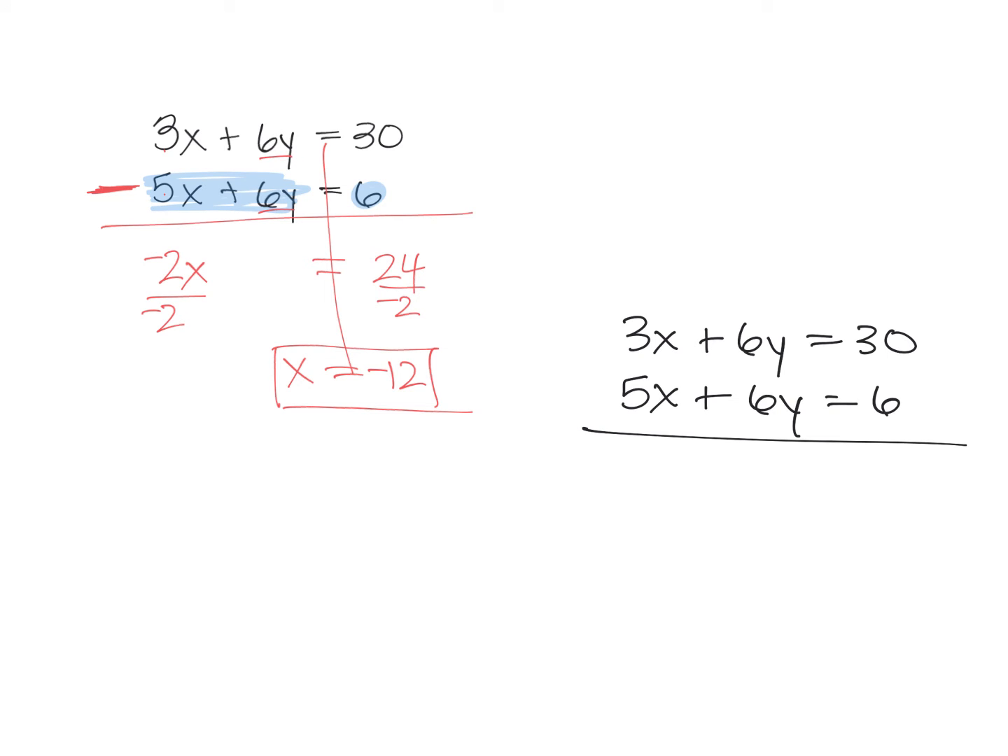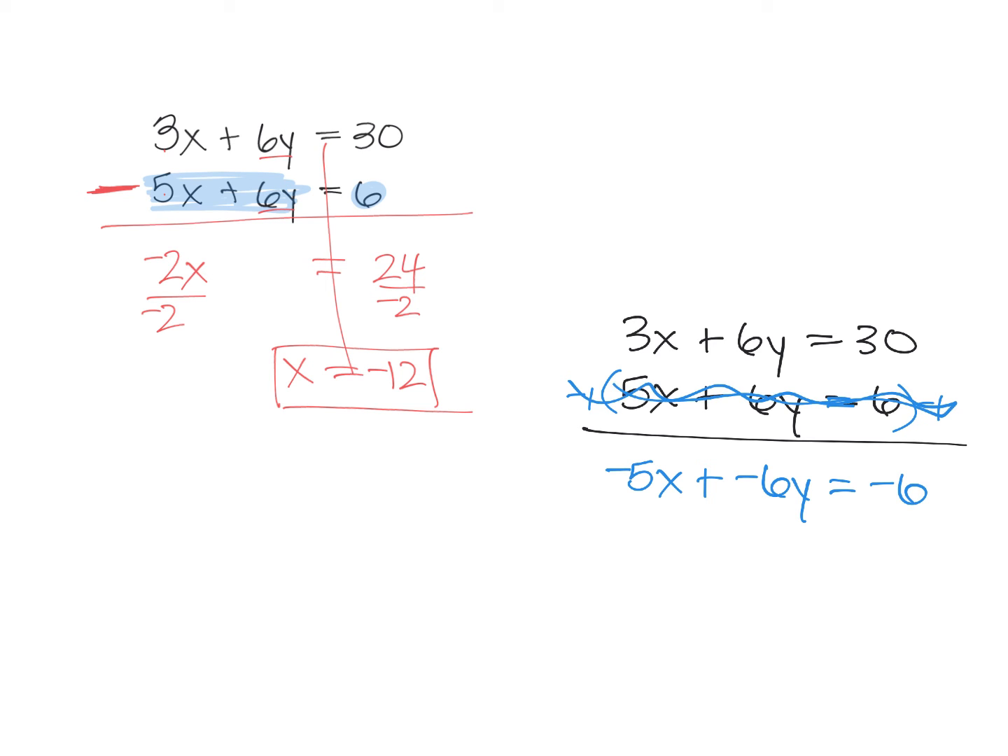Now, I want to show you one other way that I like to think of it a little bit better. Instead of subtracting this equation from both sides, I could actually multiply this whole equation by negative 1. Now remember, as long as you do the same thing to both sides, it's okay. So if I multiply that whole equation, I'm just working with that bottom one, it would be negative 5x plus negative 6y equals negative 6.